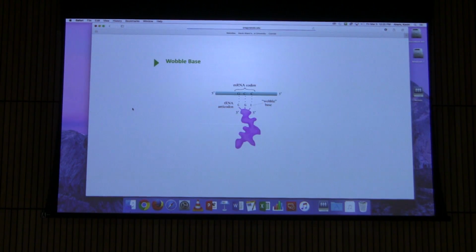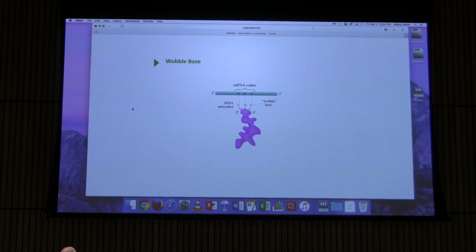I briefly mentioned the wobble position. I want to show you something else about the wobble position that's actually kind of cool. Cells, as I always talk about, are opportunists. They use every advantage that they can. And if we think about how many transfer RNAs a cell would have, if we have 64 codons, you might expect that we would have 64 transfer RNAs, or if we exclude the 3 stop codons, we would have 61 transfer RNAs, right? Each one complementary to a different codon that's found in the genetic code.